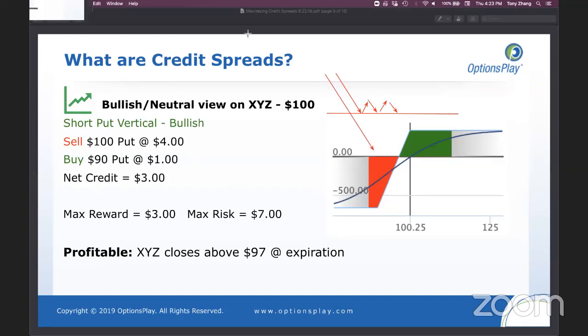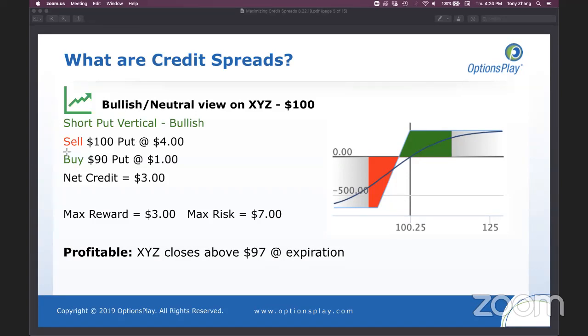As long as I think the stock is going to stay within a sort of range like I have here, and I don't think it's going to come down below that $100 level, that would generally be a reason for me to consider selling a put credit spread. So how do you actually construct a put credit spread? Fairly simple. I'm going to break this down into two separate trades.